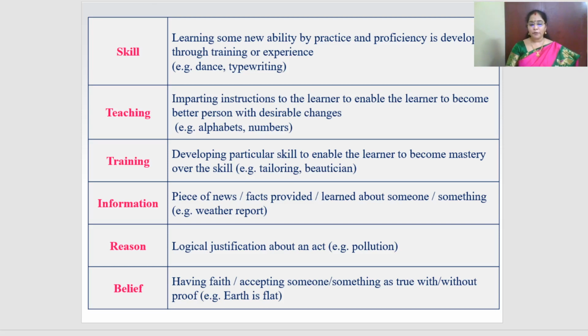Information is a piece of news or facts provided or learned about someone or something. For example, weather report. Reason is the logical justification about an act. For example, pollution. Belief is having faith or accepting someone or something as true with proof or without even proof. For example, earth is flat. It is our belief.